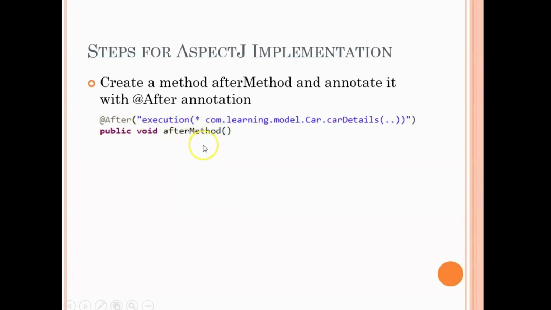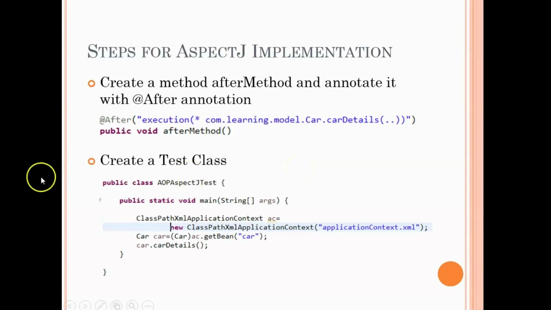So we'll be creating this after method, and we'll be annotating it with this after annotation and the whole expression that I want. Okay, so that is what we need to do. Going further, we will create our test class, which is the same only. We've been creating it over so many examples now. So it is going to be the same simple class path XML application context object, and then calling the get bean method using the car. So this car bean has to be defined inside your either XML file or in some app config class. So you need to do that, and we'll be calling the car details method.